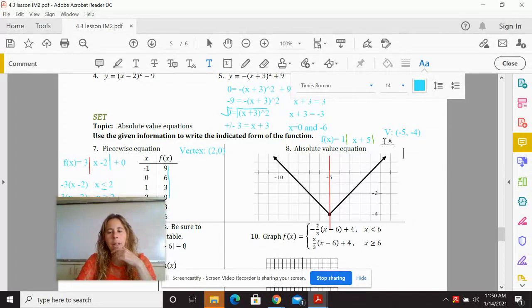So the absolute value of x plus 5, and then you go down 4, so minus 4. So that is your equation. You do not need to write the 1, but that's your equation.